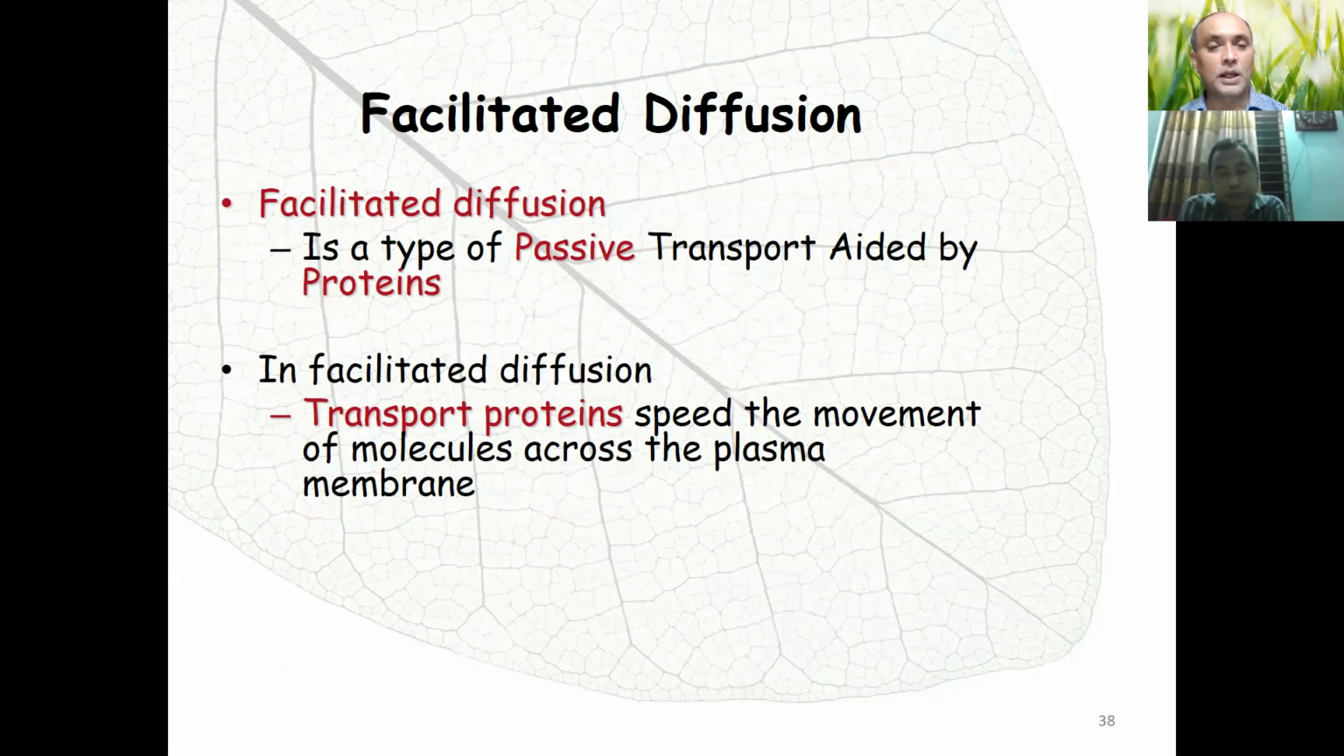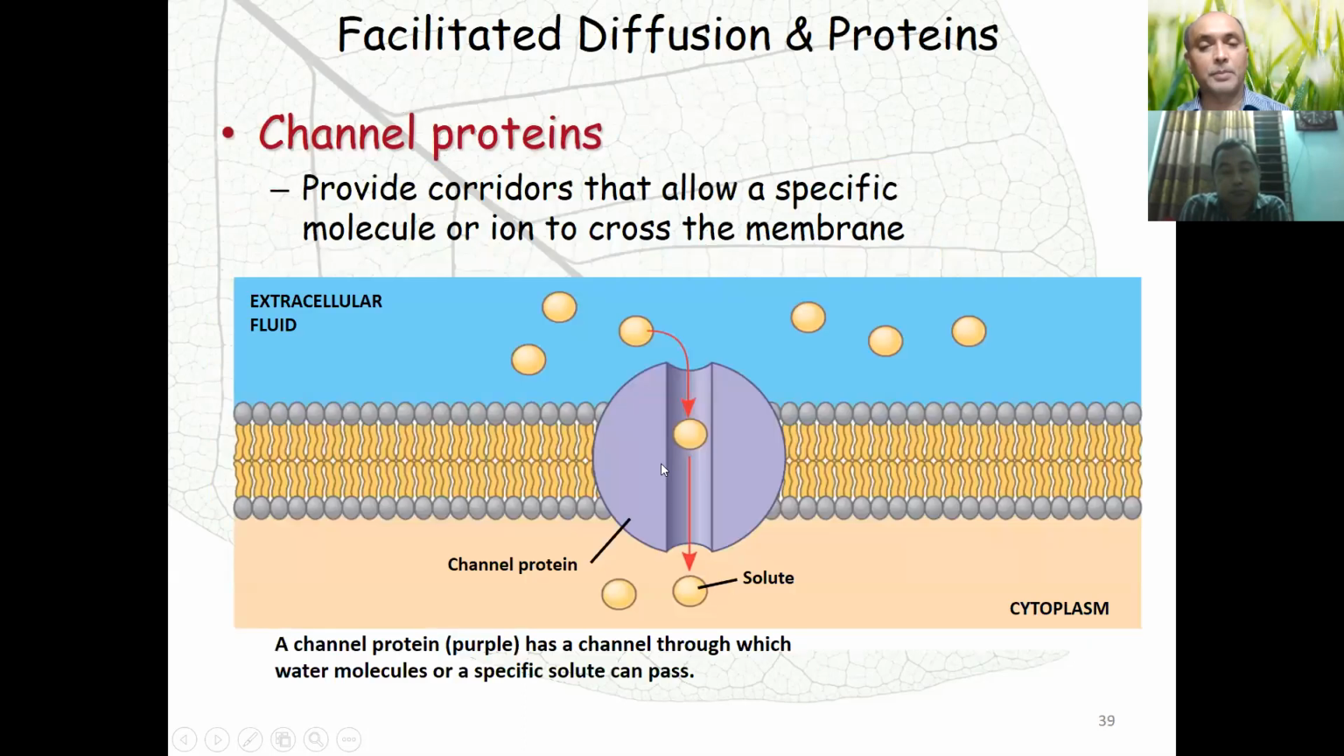Facilitated diffusion is a type of passive transport aided by proteins. So diffusion can be aided by protein. The protein can function to facilitate the diffusion. In facilitated diffusion, transport proteins speed the movement of molecules across the plasma membrane.